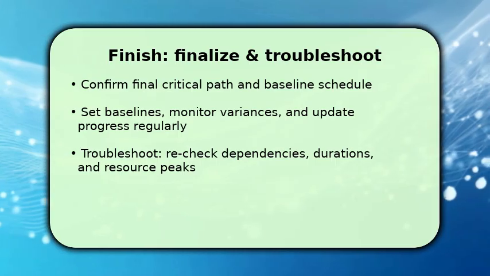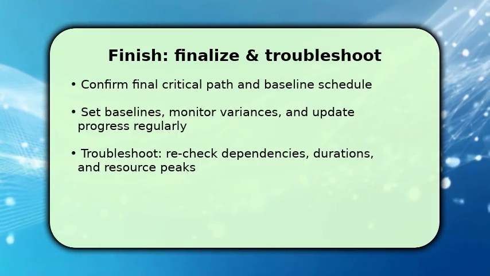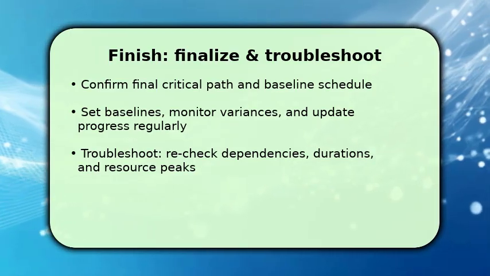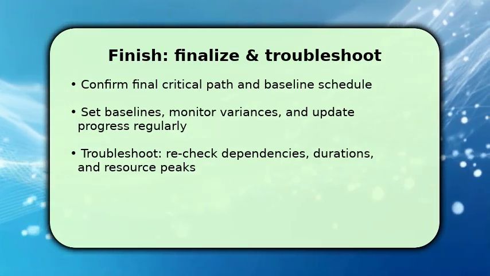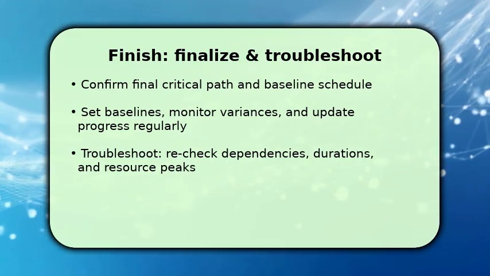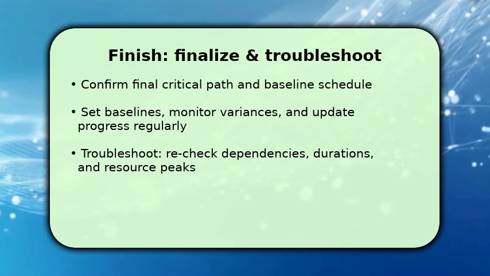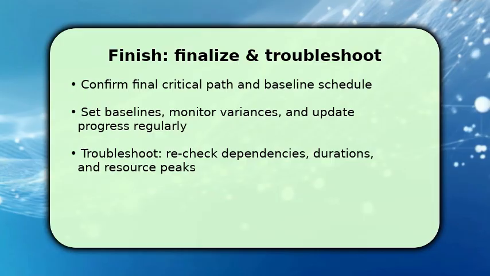If results diverge from expectations, first recheck dependency links, then validate duration estimates and resource peaks. Make sure to rerun forward and backward passes after any fix. Finally, communicate changes to stakeholders and use the updated CPM outputs to guide corrective actions and contingency execution.